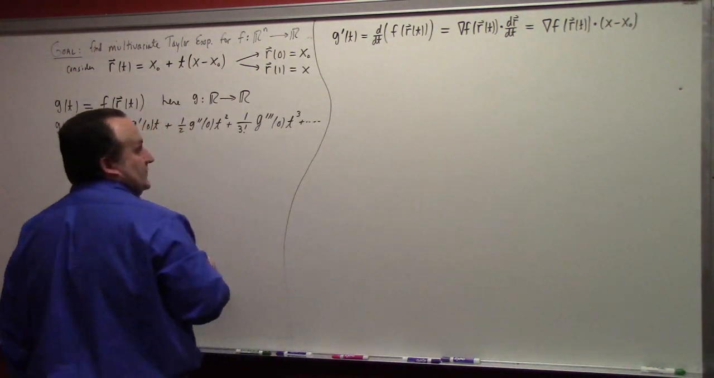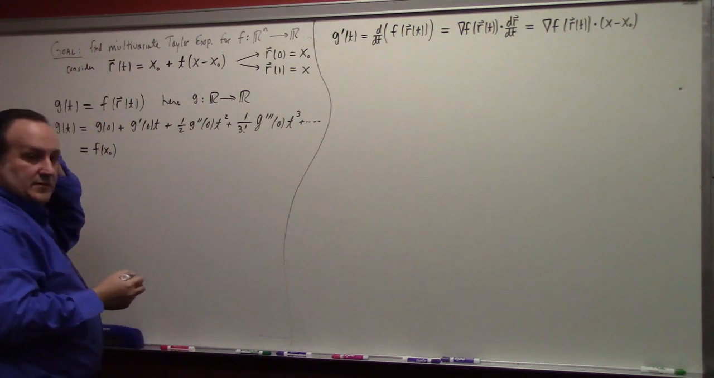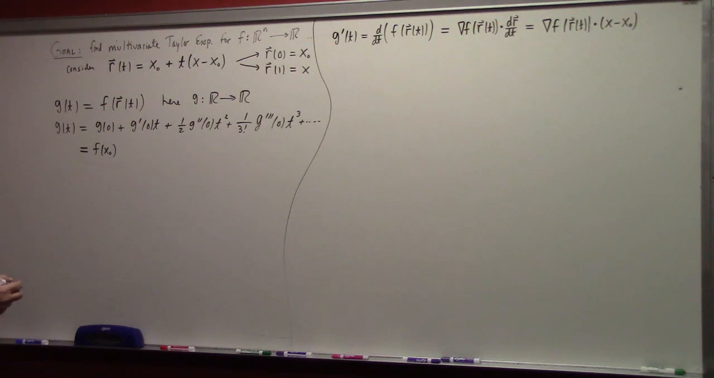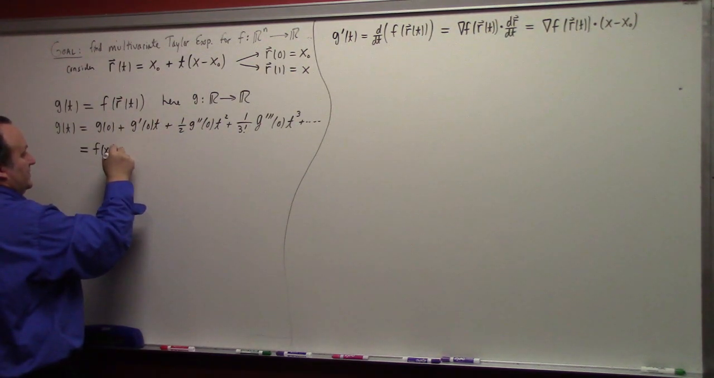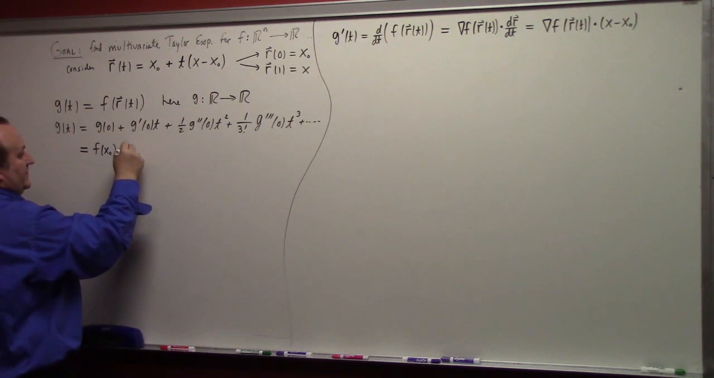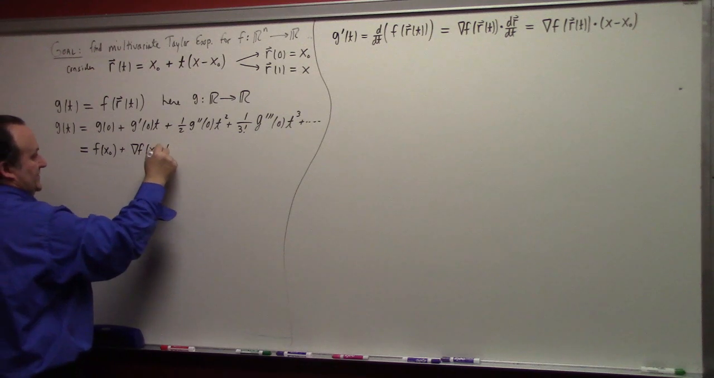And that's a pretty nice formula if I plug in, so what's g prime of 0? See, g prime of 0, I can calculate from that. g prime of 0 is just going to be the gradient of f at x naught, dotted with x minus x naught.